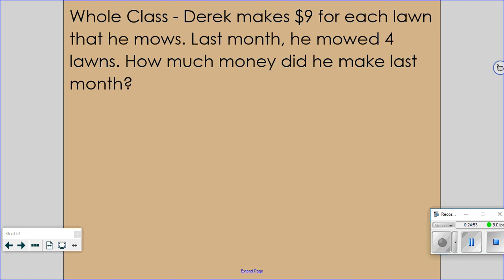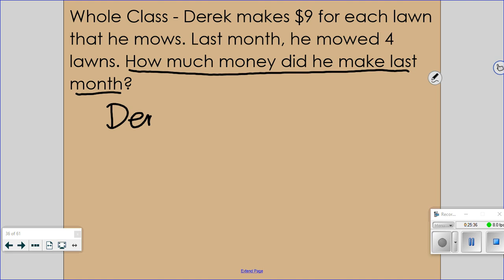What am I counting in this problem? That last sentence with the question is a good starting point to figure out what it is that you are counting. What am I counting? Scarlett, what am I counting? Money. I'm counting money. Dollars. Yeah. Counting the money. So what could be my answer sentence? What could be my answer sentence? What do you think? Friendly, what do you think? Derek made blank money last month.